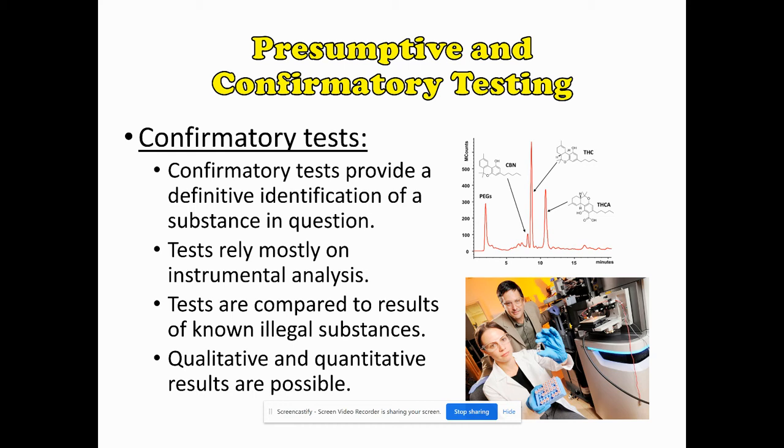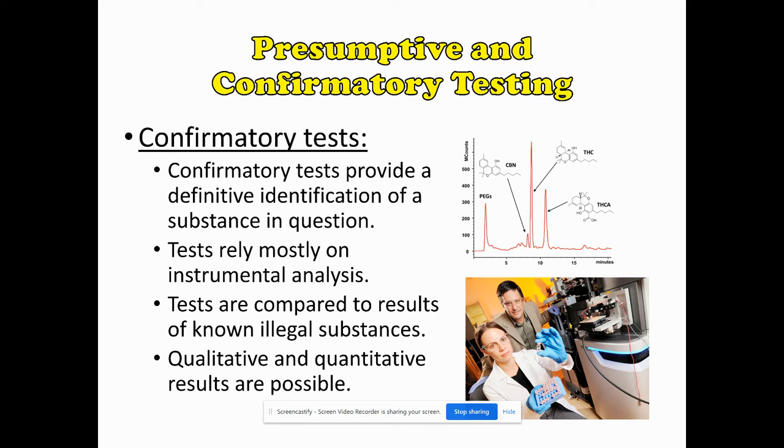So I want to get back to the confirmatory test. Again, they provide a definitive identification. It's absolutely there. They rely on instrument analysis. They compare the results to known illegal substances. So how do they know this spike is, for example, CBN? Well, they take some known amount of CBN, they run the same test on it, and that little spike appears at the same spot.